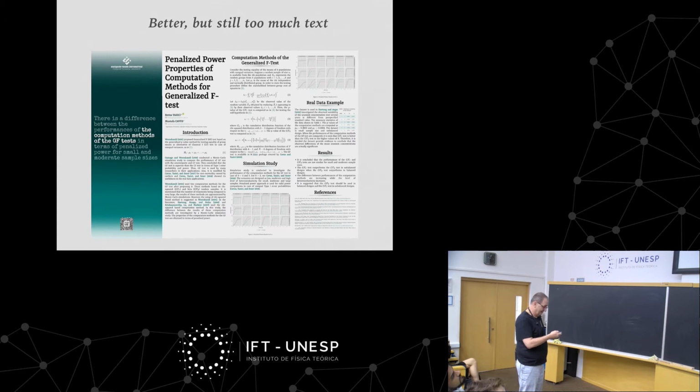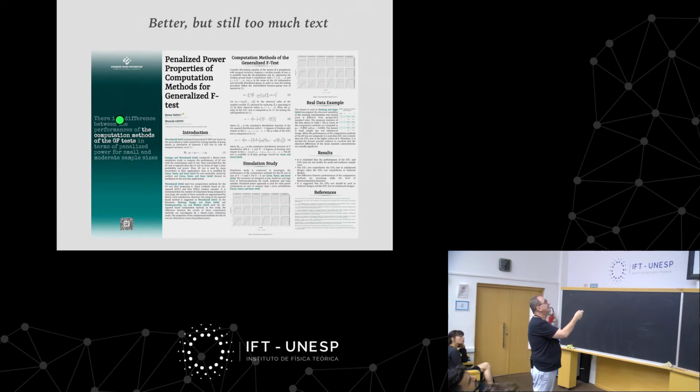So what this person tried is to have here a part which summarized in one sentence the main result. But then the person goes on with a lot of text, okay? And the references, completely impossible to read, okay? Why are they there if you cannot read them? You should put things that people will read.